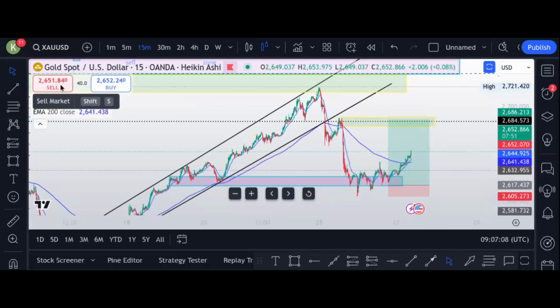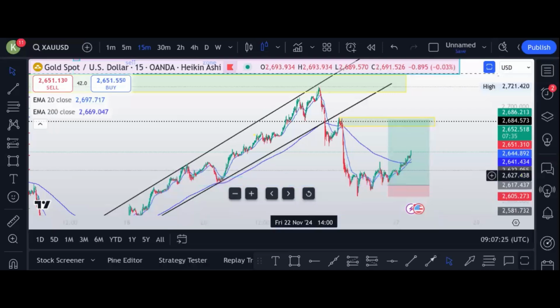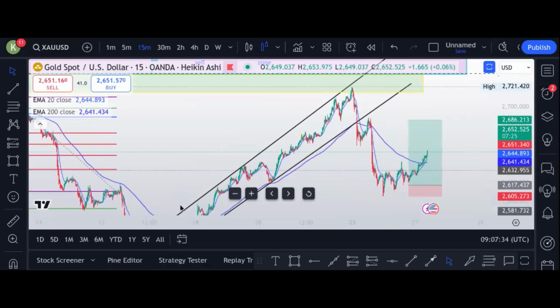So I'm going to walk you through the setup. I was actually able to catch this move on gold. All right. So literally, if I remove everything, I can just clean my charts and show you how I work through this. All right. So literally, I like to use my trend lines. They're a key part of my trading.